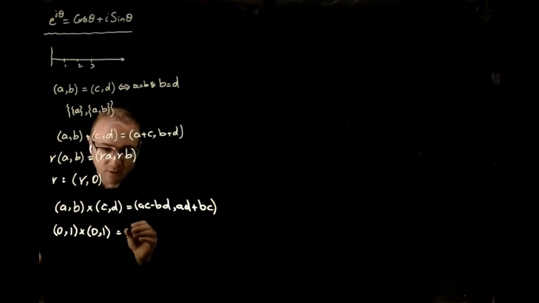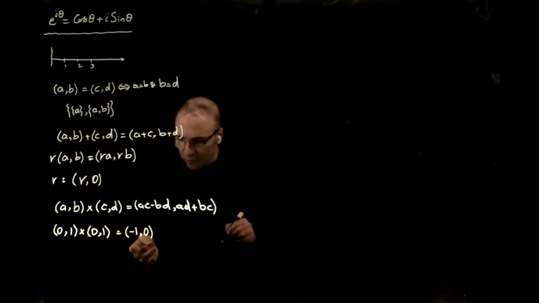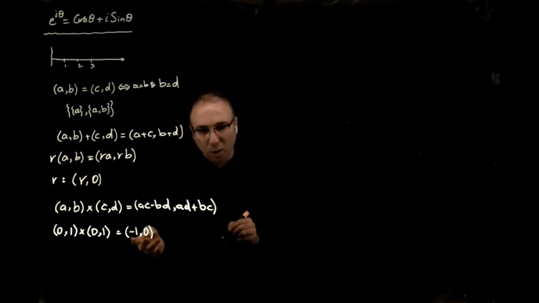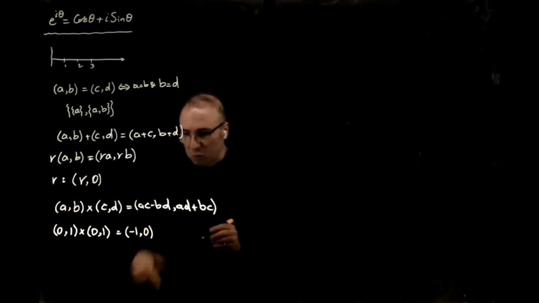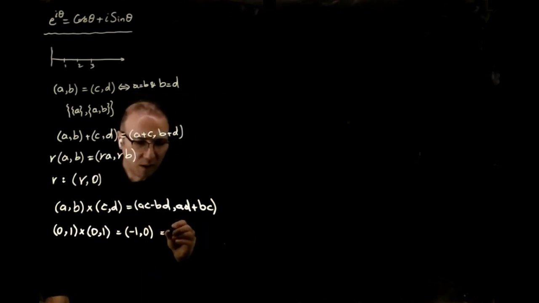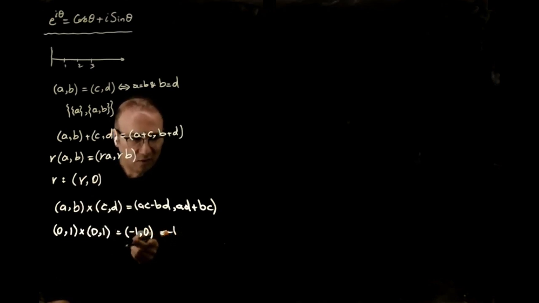So if I do that, I would have 0 times 0 minus 1 times 1, so it is negative 1, and then 0 times 1 and 1 times 0, both of them 0, so 0 and 1. And this is familiar. This is like real numbers because the second argument is 0, right? So I can write this as negative 1 as well, right? Just shorthand for this one, because this is a special case.